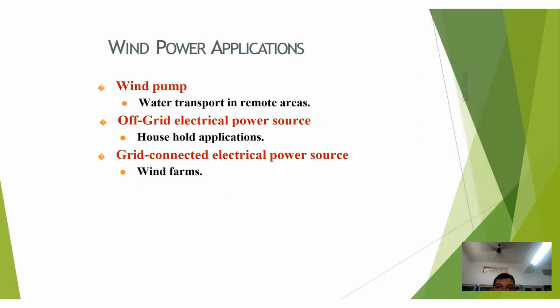So, wind power applications. Generally, wind power is used for wind pumps, that is water transport in remote areas, off-grid electric power sources, household applications, and grid-connected electric power sources, that is in wind farms.